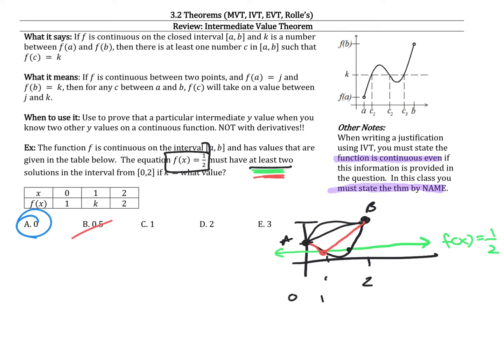So for the intermediate value theorem, make sure you state that it's continuous, and then you can find a y value, because we're basically saying if it's continuous, we never have to lift our pencil. Let's look at our next theorem.